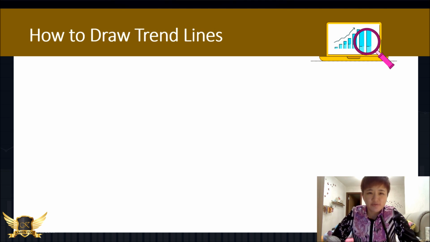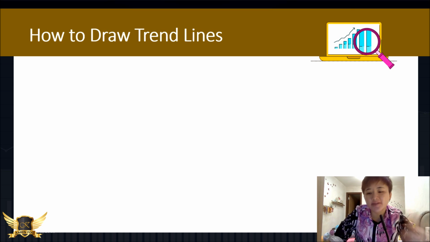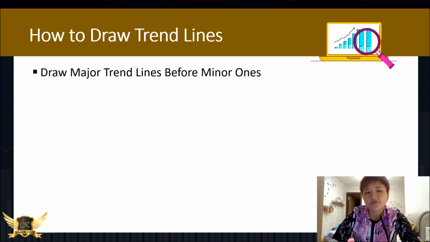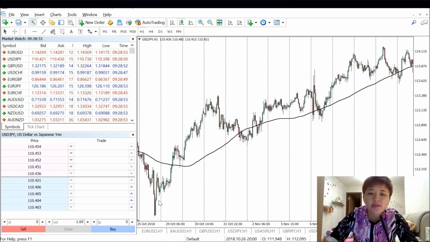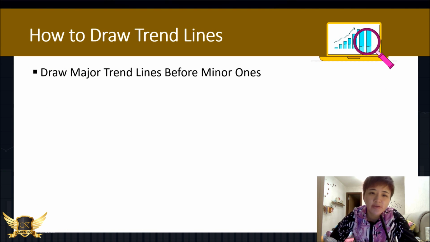Now if you want to learn to draw trend lines, you need to know some basic principles. You gotta build your foundations right. First thing you need to know is you need to draw major trend lines before the minor ones. What do I mean by that? This means that you need to draw trend lines for the longer term as compared to drawing small trend lines for short term. Draw the long trend lines before you draw the short ones. Later I'm gonna give you more examples, okay?